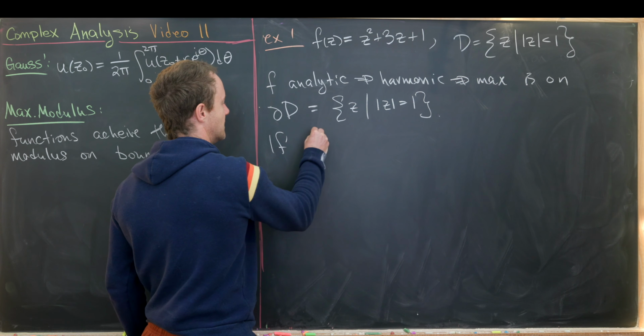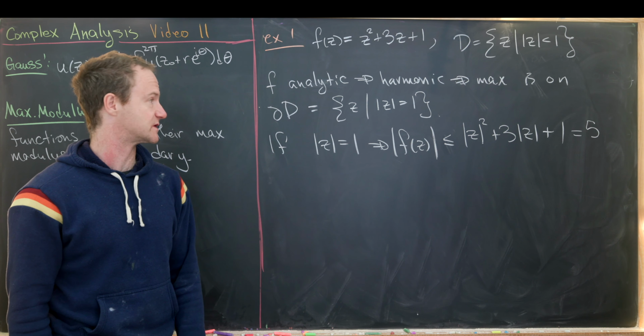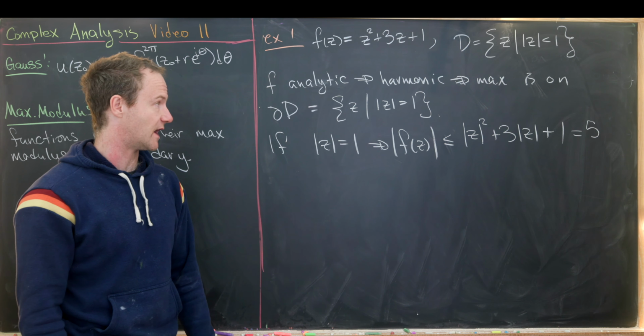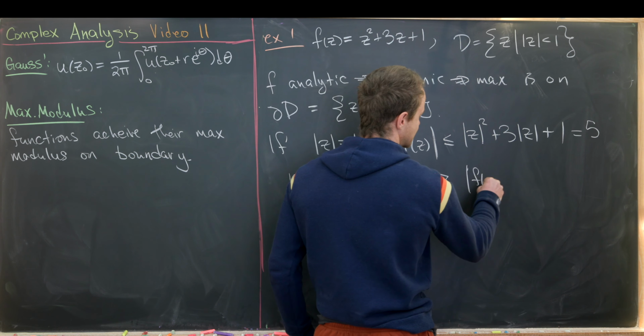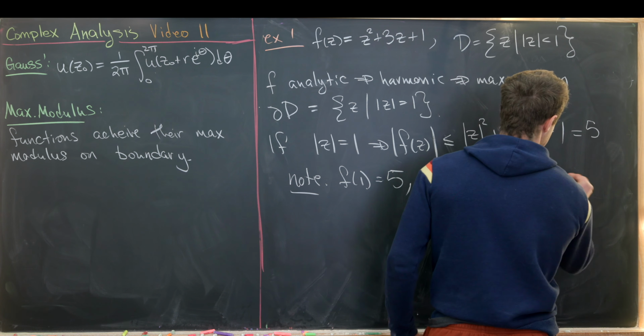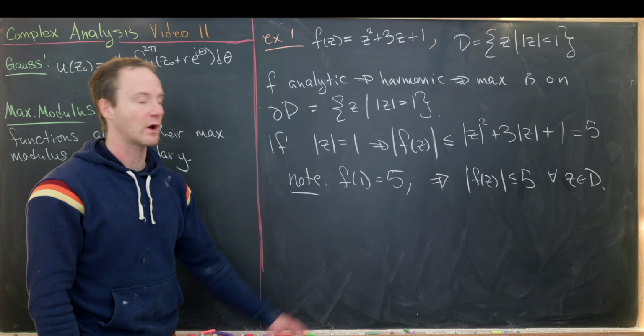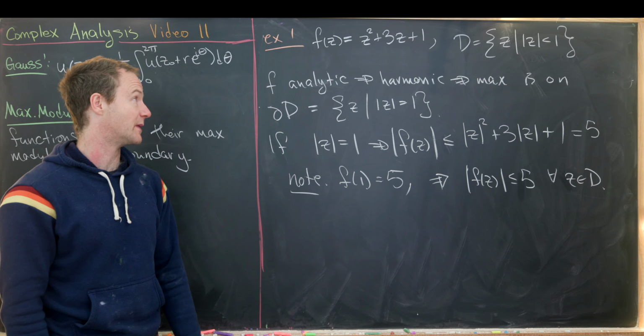But that's just equal to 1 plus 3 plus 1, which is equal to 5. So we've got the modulus of z is less than or equal to 5. And now the real goal is, can we find a place where it's equal to 5? And we can, and that's at 1. So let's note that f evaluated at 1 is equal to 5. So what we have here is that the modulus of f of z is less than or equal to 5 for all z in this open unit circle, where we've achieved this maximum at 1, which is on the boundary.